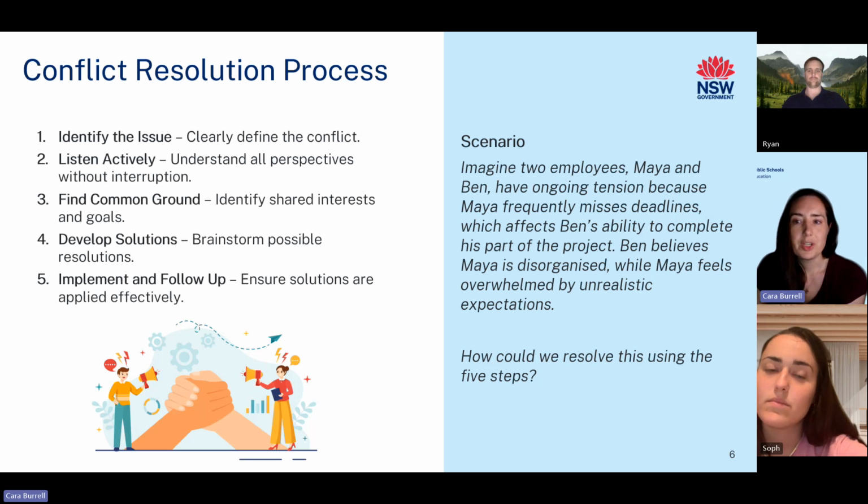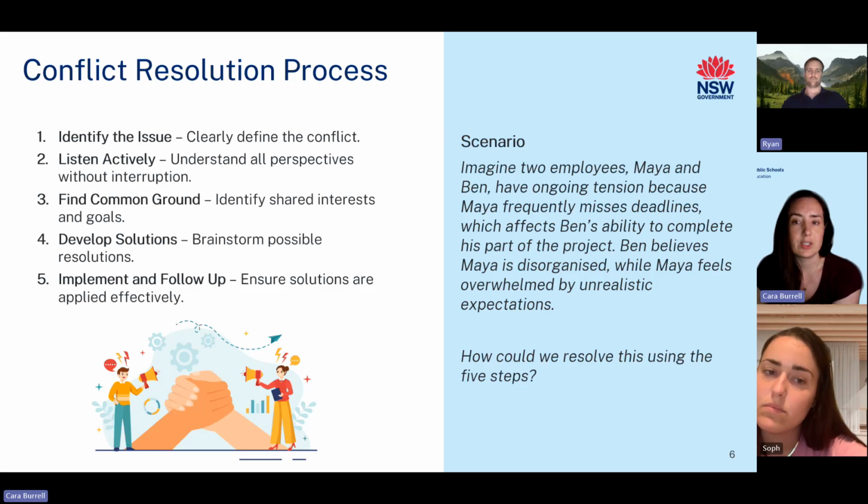Now, a structured approach to conflict resolution ensures fairness and clarity when dealing with disputes. Without a process, emotions and assumptions can take over, leading to unresolved issues or further misunderstandings. So let's go through the 5 key steps of effective conflict resolution. Step 1 is identifying the issue. Before jumping into the solution, we need to fully understand the root cause of the conflict. This step requires asking the right questions.